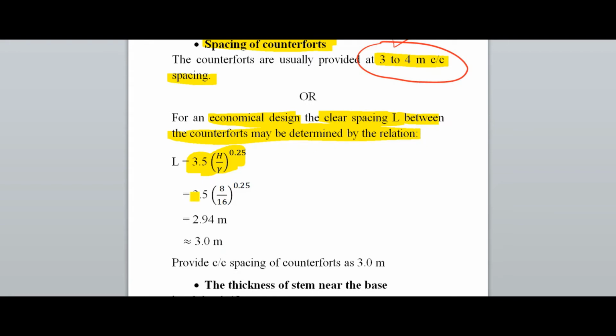So 3.5 into 8 by 6, 8 is the height, into 0.25. So the value is 3 meter. So we provide 3 meter center to center spacing of counterfort.